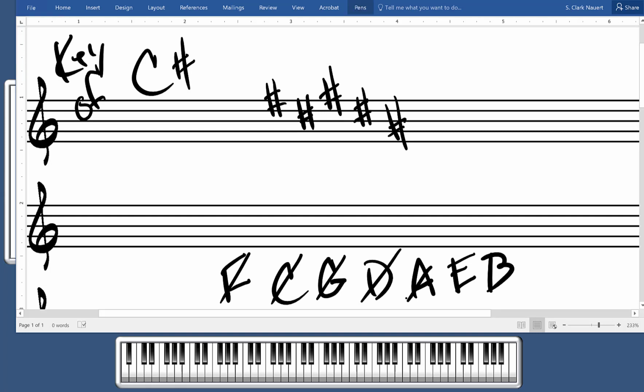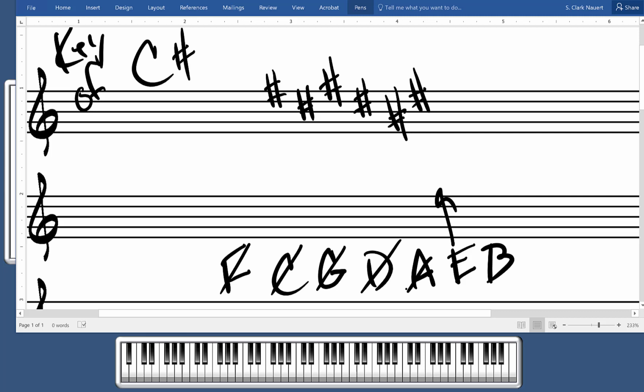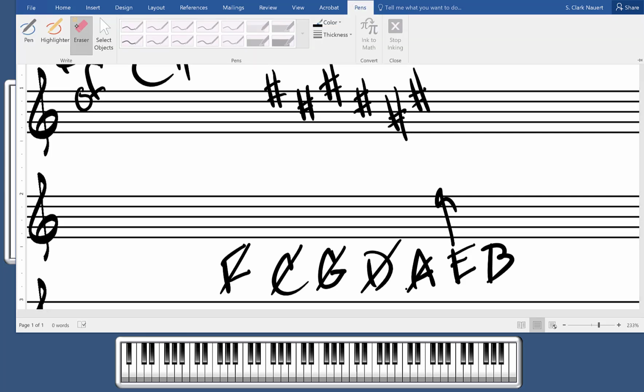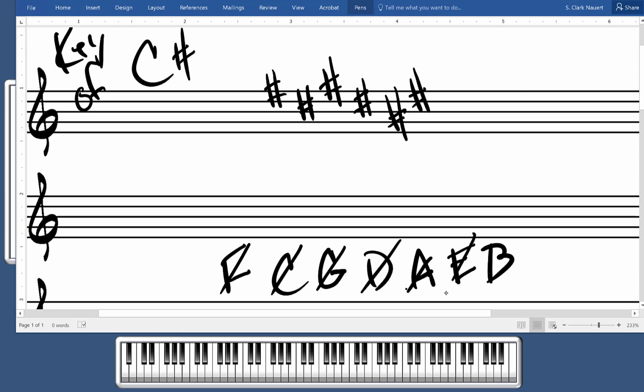F, C, G, D, A, E. E is next. It goes on the 4th space. F, C, G, D, A, E. All right, one more. We have one more sharp to write in, and that is B on the 3rd line. So there's the pattern that you use for the key signatures. F, C, G, D, A, E, B for the key signatures for the sharps, that is.